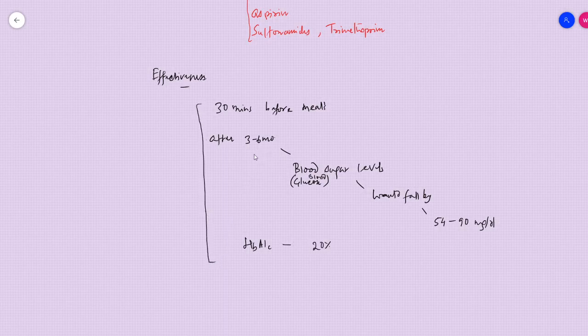After 3 to 6 months, we should be able to see a decline in the blood sugar level, and this should be intimated to the patient, so that when they monitor their blood glucose, they are aware. They can see the efficacy of the drug that they are consuming. All right, so those are the most important aspects of sulfonylureas.